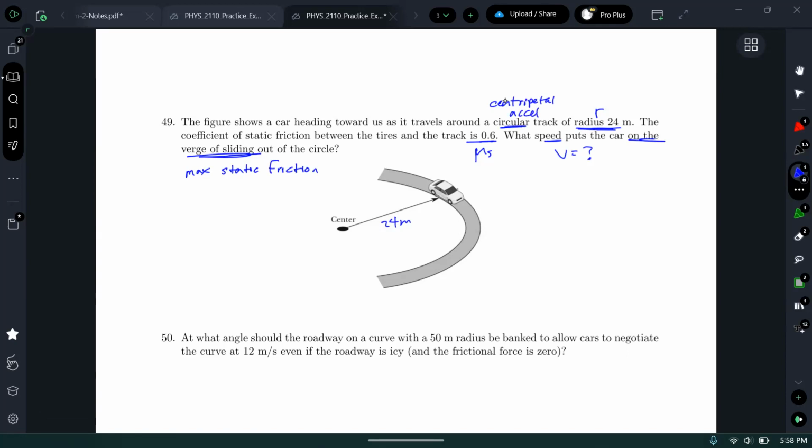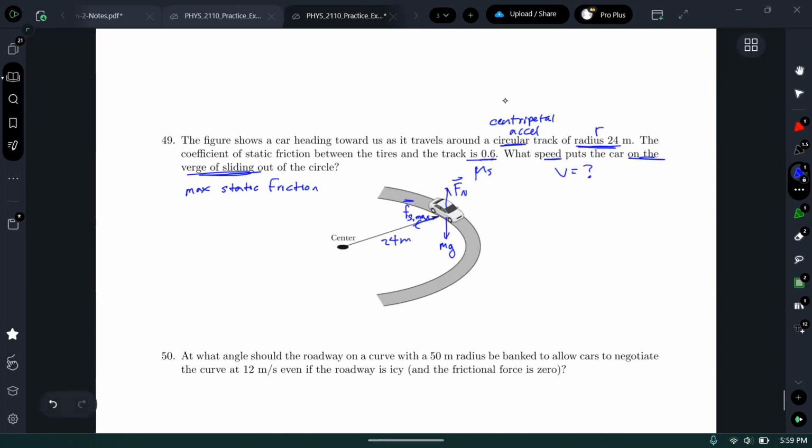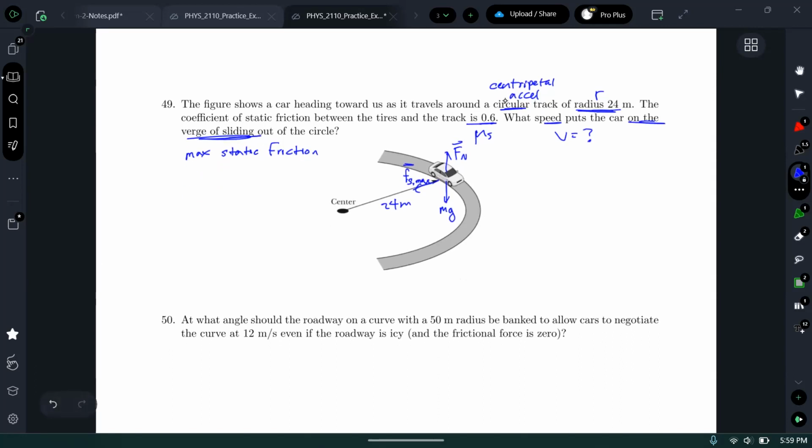I think about what forces are acting on the car. Normal force from the road, the weight of the car, and in this case, friction acts towards the center, and it is at its maximum value. It acts towards the center because it's the thing letting the car get around the turn. It is the centripetal force. If I'm looking at the car from the front, my free body diagram looks like this.